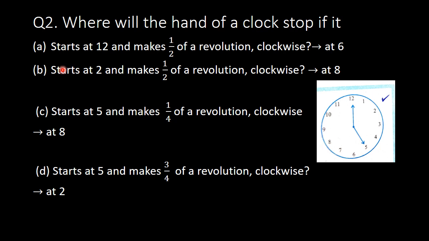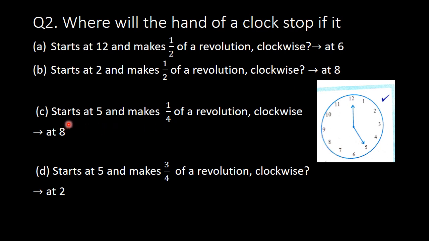Number second, it starts at 2 and makes half of a revolution clockwise. So the hand of a clock is at 2. Then it is half revolution. Half revolution means it reaches just the opposite number, right? So 2's opposite number is what? 8. So in half revolution it is reaching the opposite number, or 6 numbers it crosses. So it is reaching at 8. Okay, children? The hand reaches at 8.